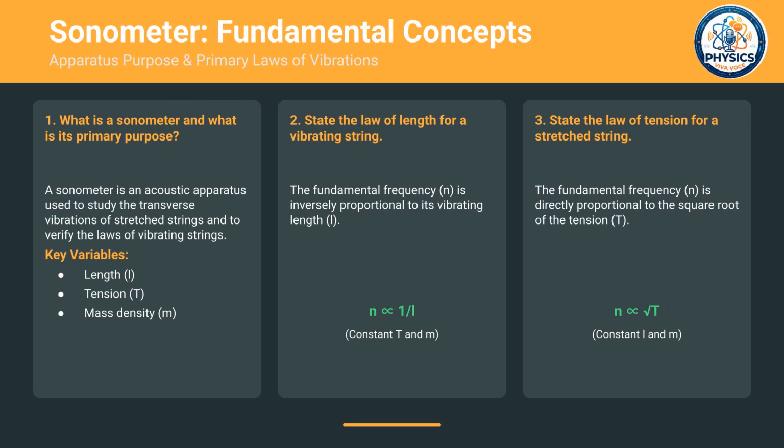Let's review the fundamental concepts. A sonometer studies transverse vibrations and verifies the laws of vibrating strings based on length, tension, and mass density. The law of length states that frequency is inversely proportional to length, with constant tension and mass density. The law of tension states frequency is directly proportional to the square root of tension.